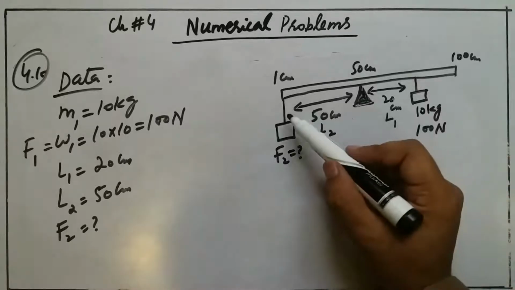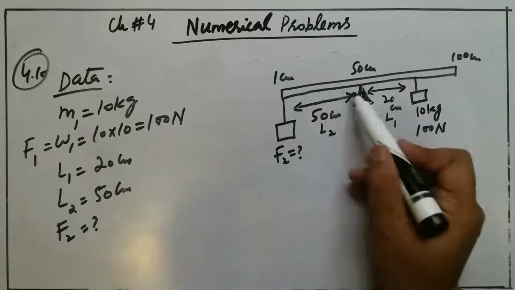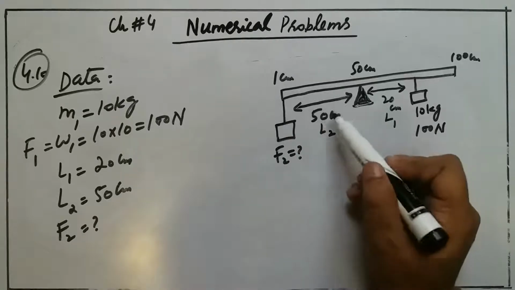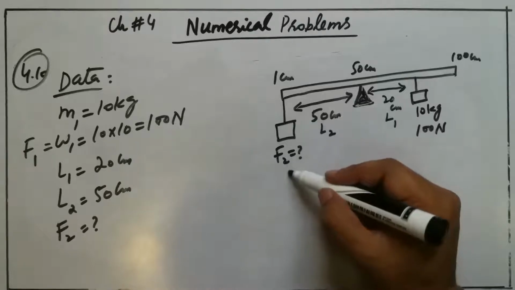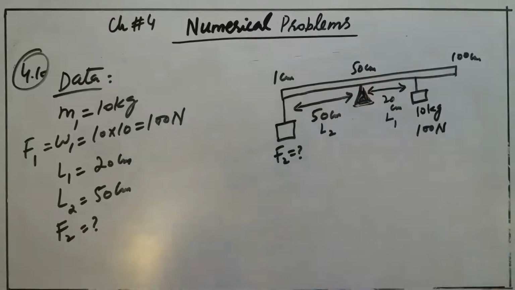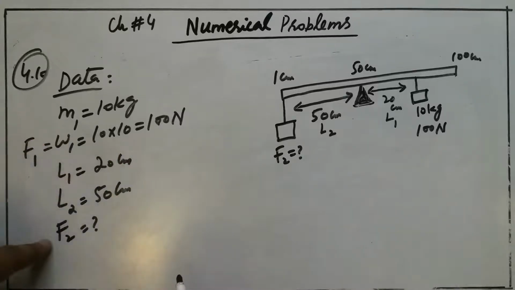And in the statement it is given that the force should be applied at the end of the bar, it means that the distance of the force should be 50 centimeter. We have to find out how much force we have to apply here so that we can balance it on the wedge. So here in the data, you can see force 1 is 100 newton, force number 2 has to be found, length number 1 is 20 centimeter, and length number 2 is 50 centimeter.